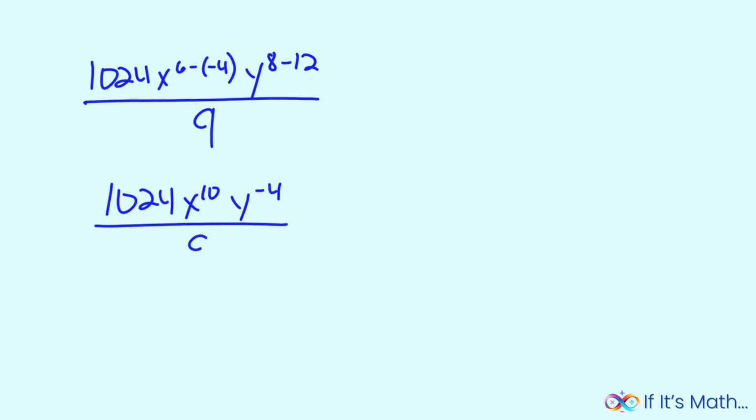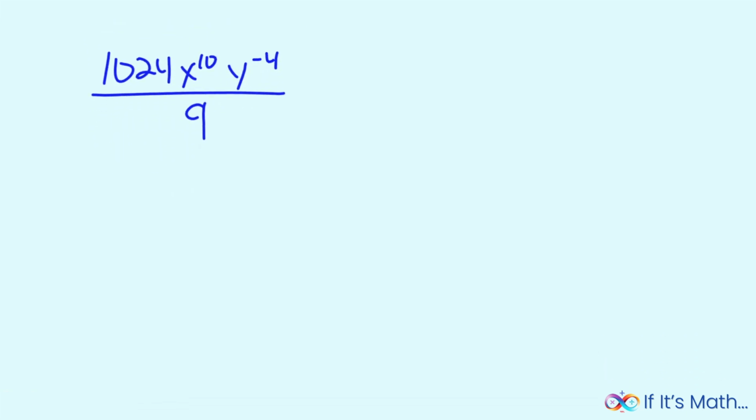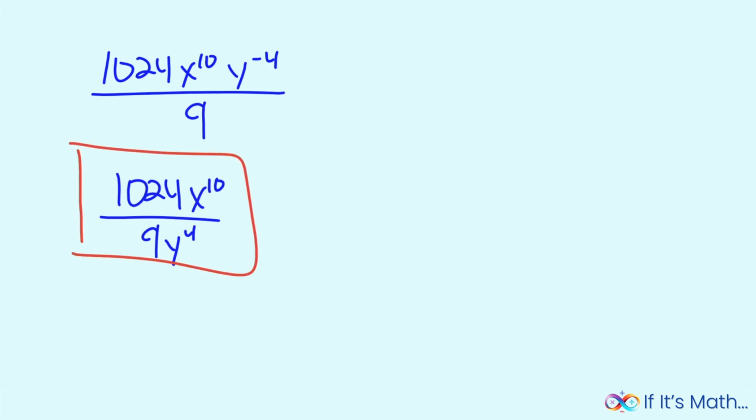And again, it looks like you're there, but you're not. You still got this negative exponent, so we got to take care of that. So remember, all you do with a negative exponent is take whatever it applies to and move it to the other part of the fraction. So we're going to end up with 1024 x to the 10th divided by 9y to the 4th. And that is your final answer.